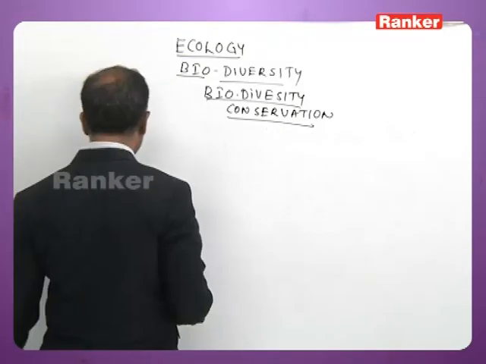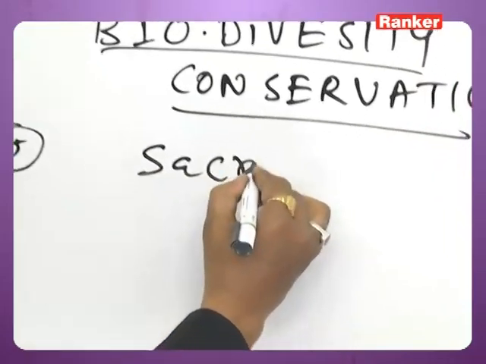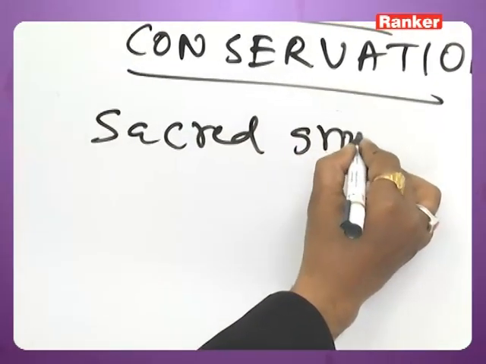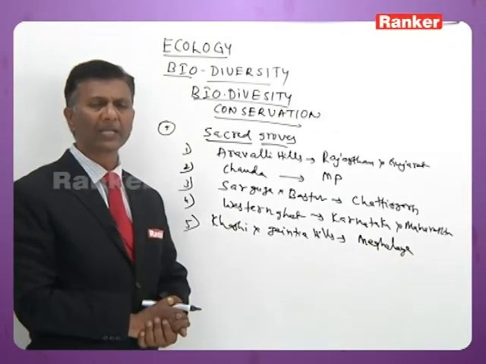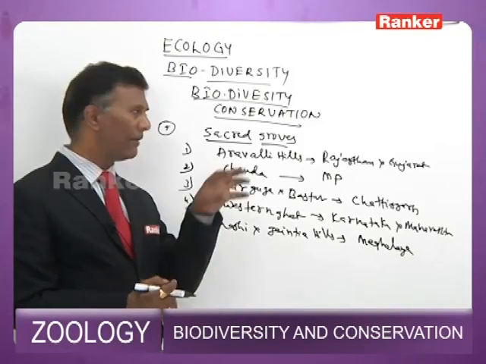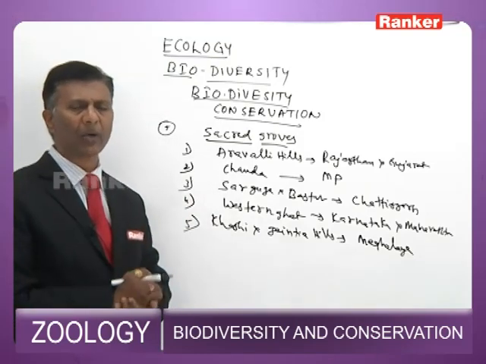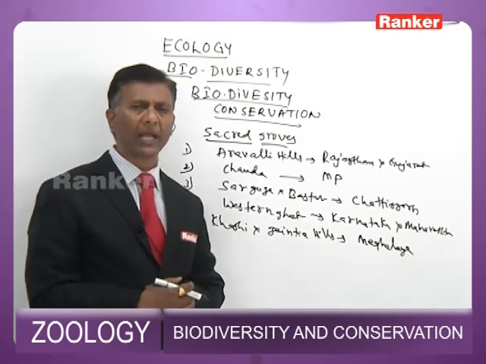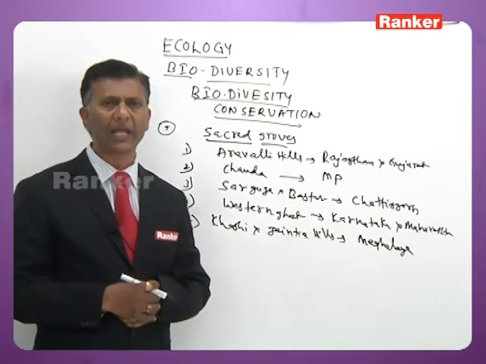Next you have another one, sacred groves. Sacred groves are forest areas to which some religious sanctity is attached. The people living in that particular area prevent others from felling the trees, contaminating the area and polluting it. They believe that particular area is a sacred area.